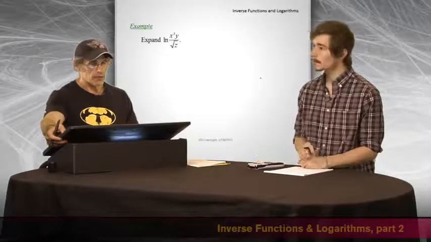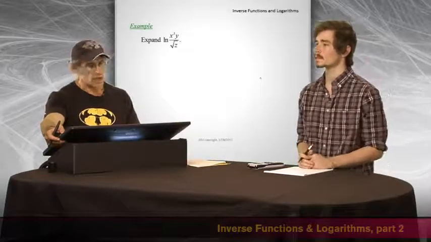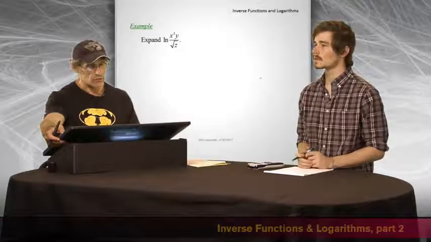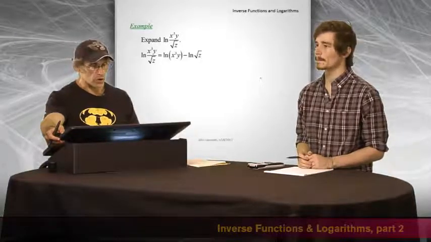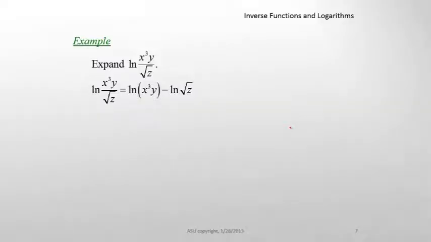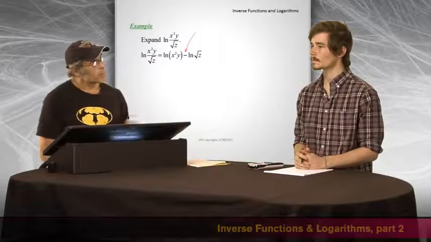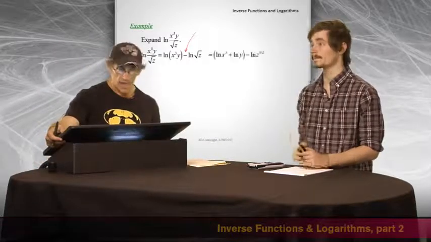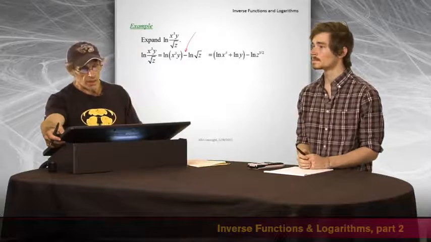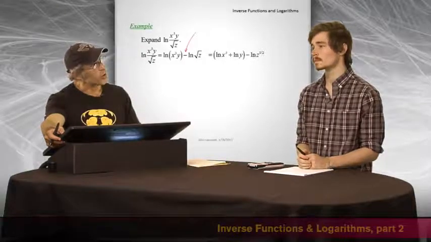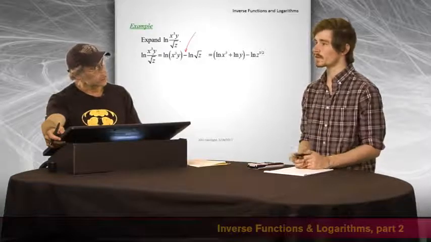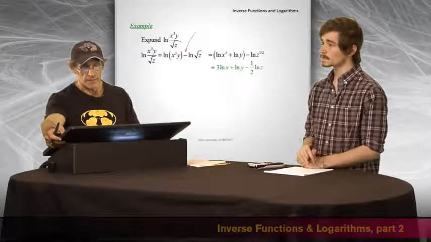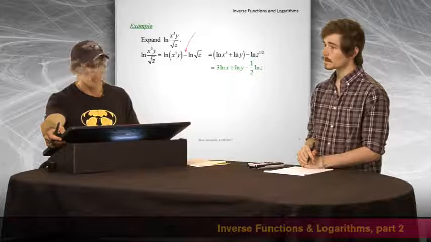All right, let's look at an example. We're going to expand the natural log of x cubed y over the square root of z. And all we're going to do is say everywhere we're dividing in the argument, we will subtract natural logarithms. Which means everywhere we're multiplying in the argument, we'll do what with the natural logarithm? You can add them. Okay. Now, what else can we do? What can we do with those exponents on the arguments? You can bring those to the front. Bring those to the front and multiply the natural log by them. Right. And all of a sudden, we have our result.